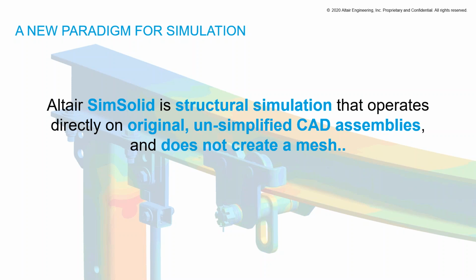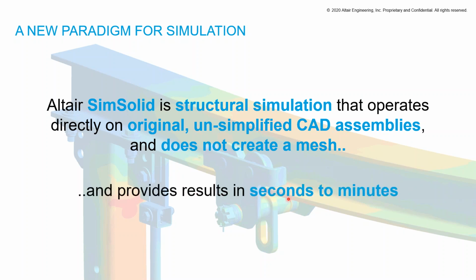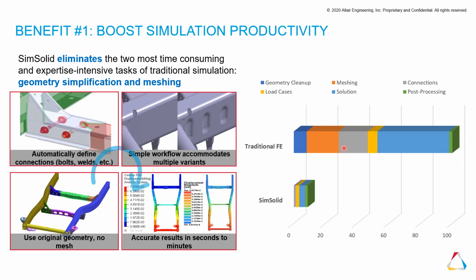Why is this possible? Because SimSolid is a structural simulation that operates directly on original unsimplified CAD, right? So you're not required to simplify your CAD assemblies, and we are still a finite element solver, but we do not use mesh, right? So this is the specialty of SimSolid. So we do not need to create mesh, so you actually save a lot of time in your model build up, right? And we can actually provide results within seconds to minutes, no matter how big your assembly is.